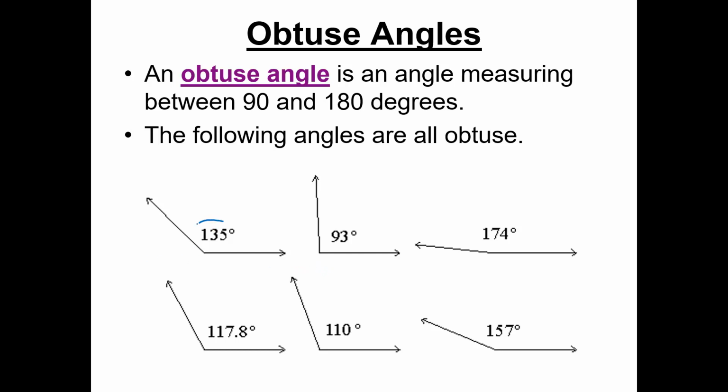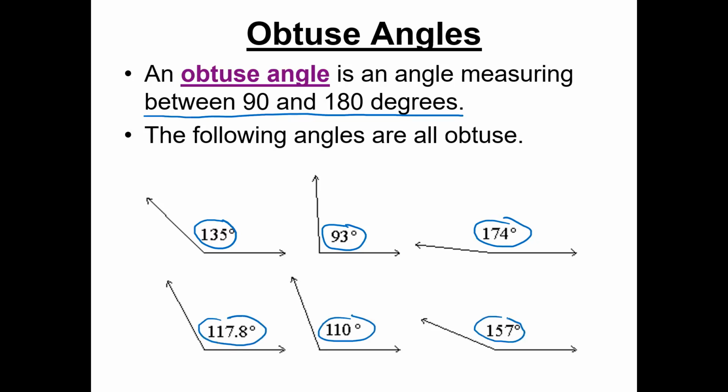As we can see, this is 135, which is more than 90 and less than 180, right? Keep in mind that this is the most important information for you to classify what type of angle this is, okay? Here we have 93 degrees, again more than 90 but less than 180. And this one is also like that, and this one, and this one.